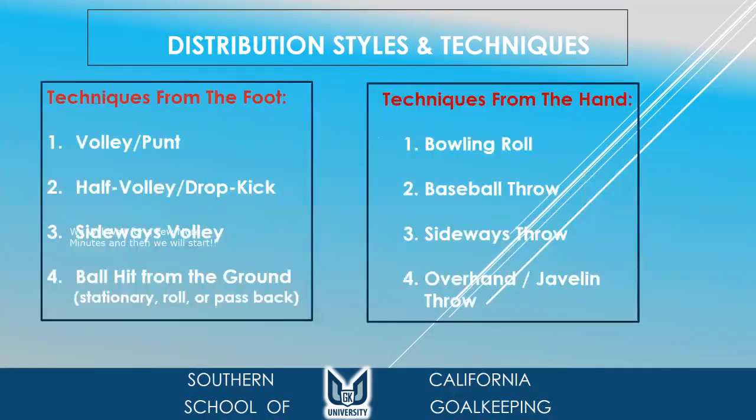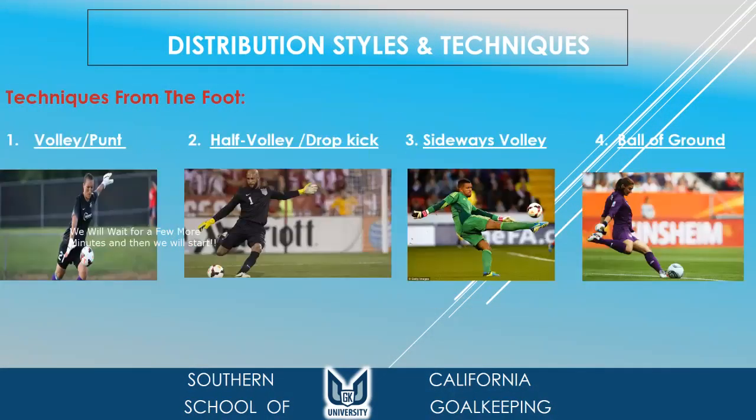Okay, sorry. So as you see, we have the foot volleys: the punt, the half volley, and the sideways volley, and then the ones that are anything that's off the ground or on the ground, which includes the goal kick that we'll go over, balls that are rolling, or balls that we put outside the box to hit.